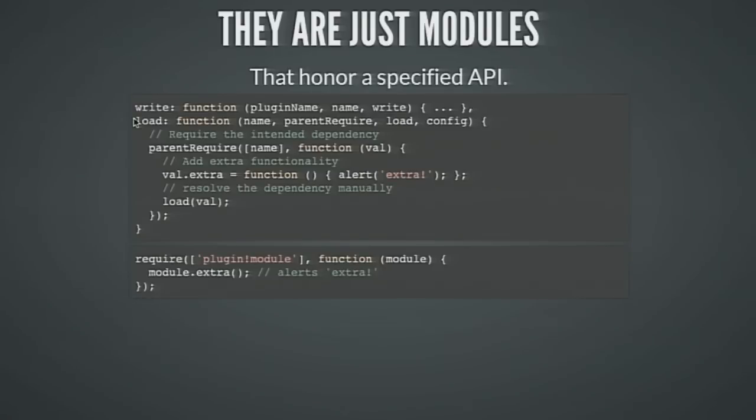So they're just modules. Load actually happens to be the only required method that you have to implement. It takes a name, the parent require instance, a load callback, and then some configuration, because people can configure your plugins accordingly. So here we're using parent require to download the module, and we're adding an extra function to it called extra. So now anyone that goes plugin, bang, and then whatever their module is, it doesn't matter, they can call module.extra. So they get this .extra thing appended to them by the plugin. Does that make sense? I hope.